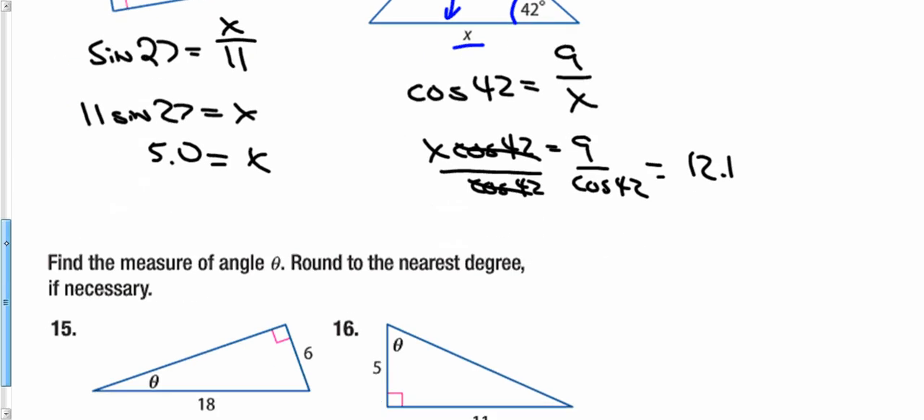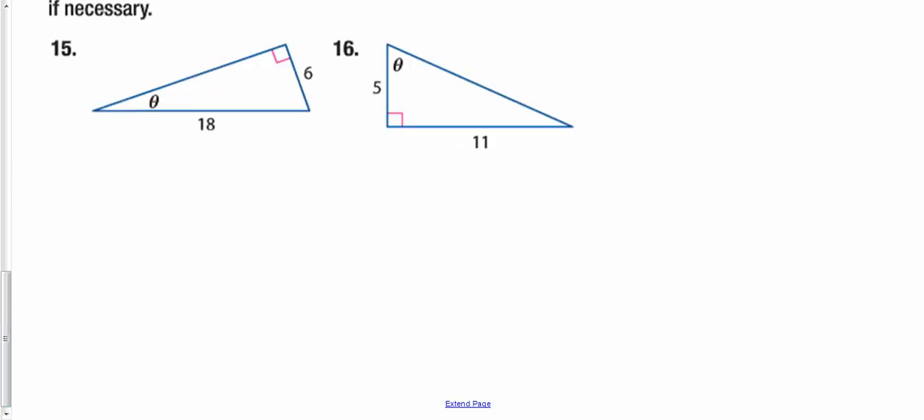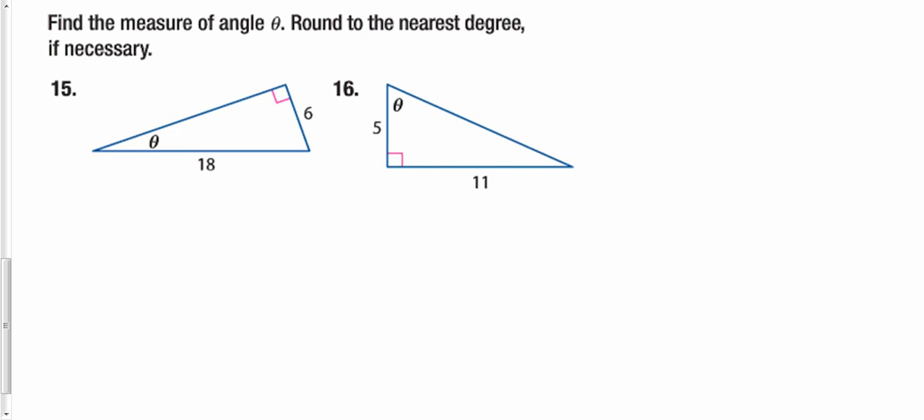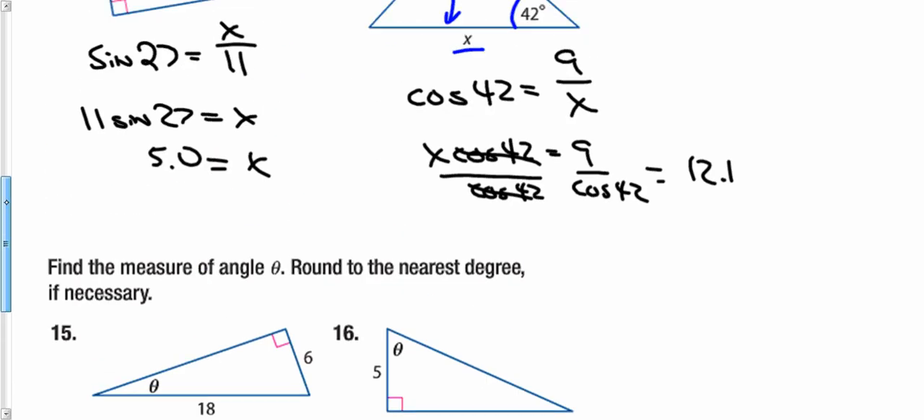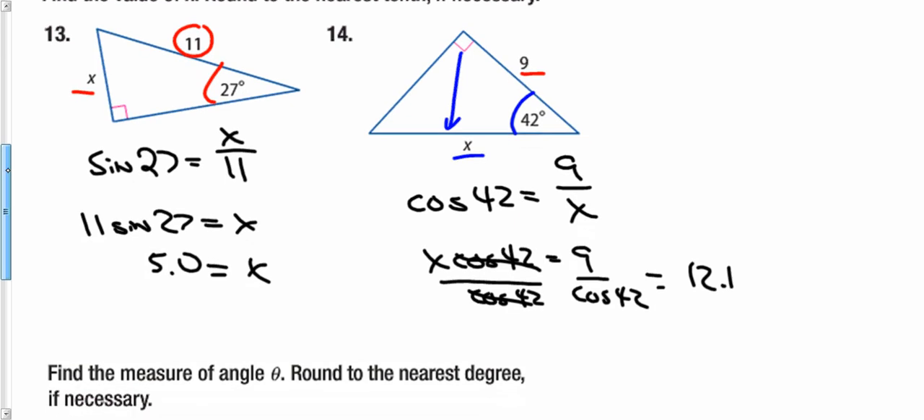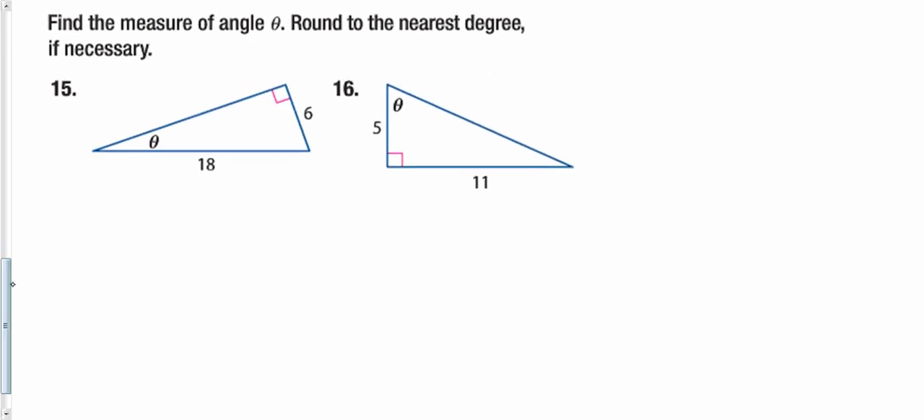Next, for questions like this, find the measure of the angle theta, rounded to the degree. Now we are looking for an angle, much different than these questions right here, where we have the angle and we're looking for the side. So in this case, we are going to use inverse ratios.